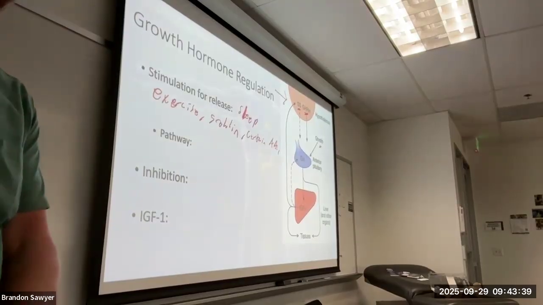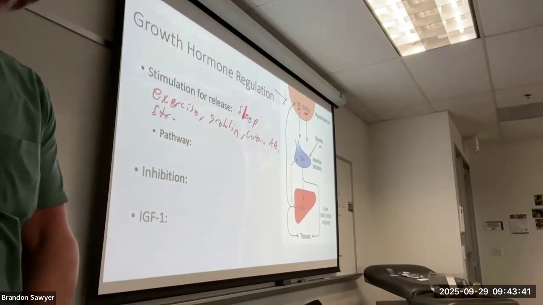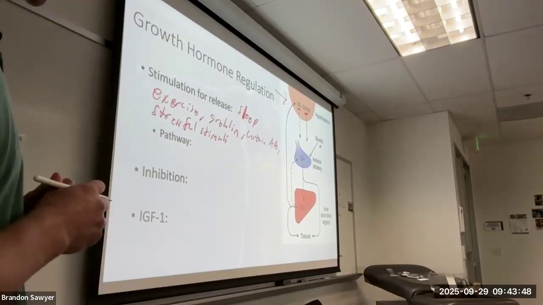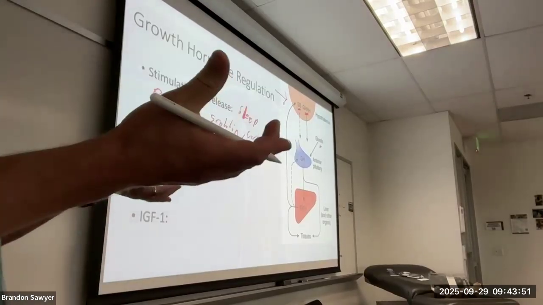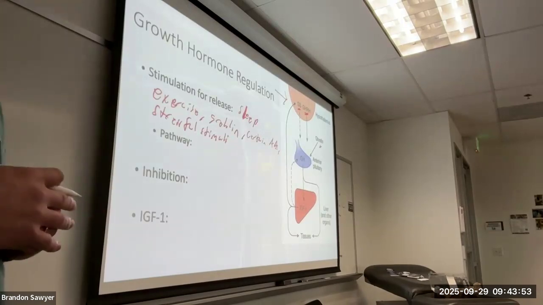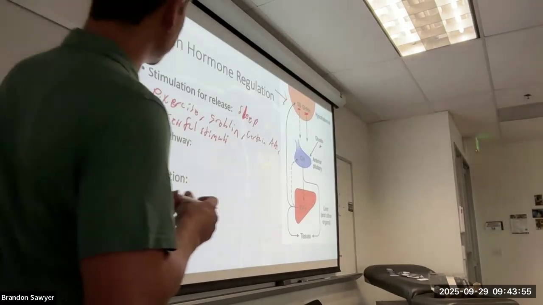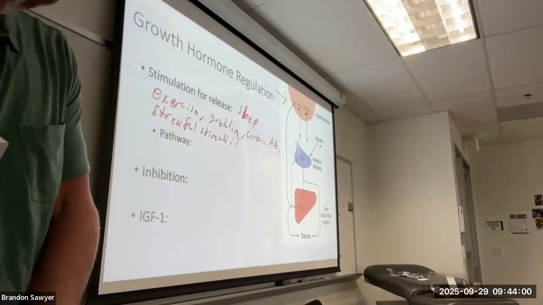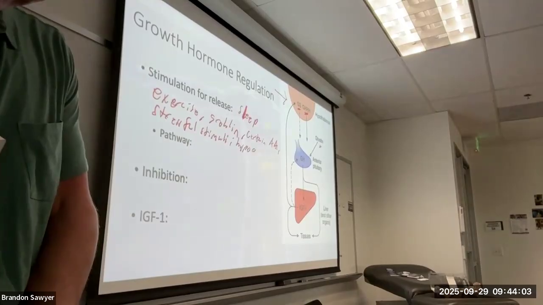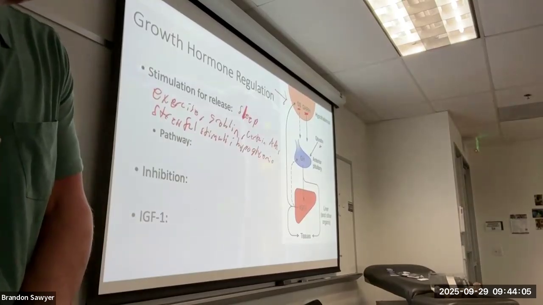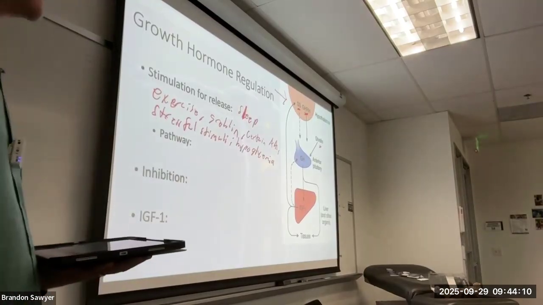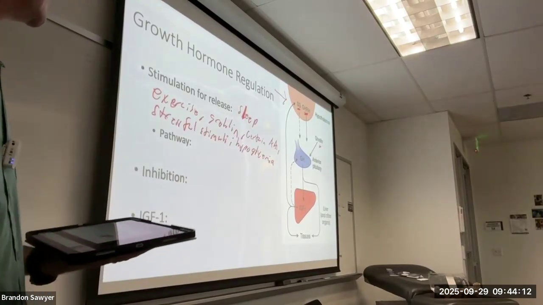And then stressful stimuli is another primary stimulator of growth hormone. That stress could include exercise, could include other things as well. So lots of different stimuli. Oh yeah, and one more I missed would be hypoglycemia. Okay, so lots of different stimuli here.